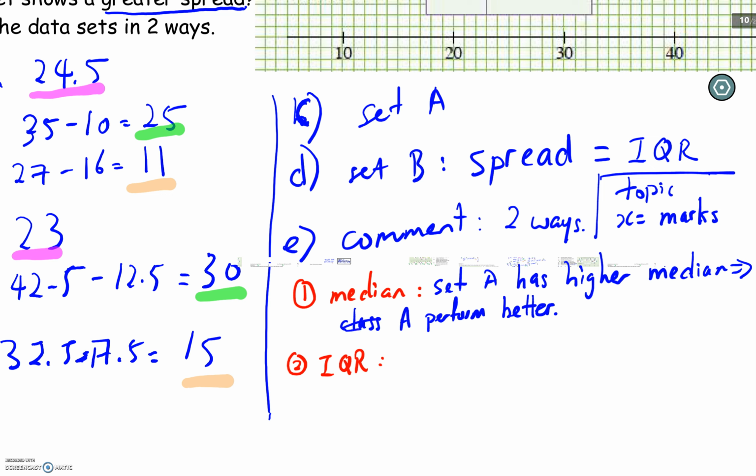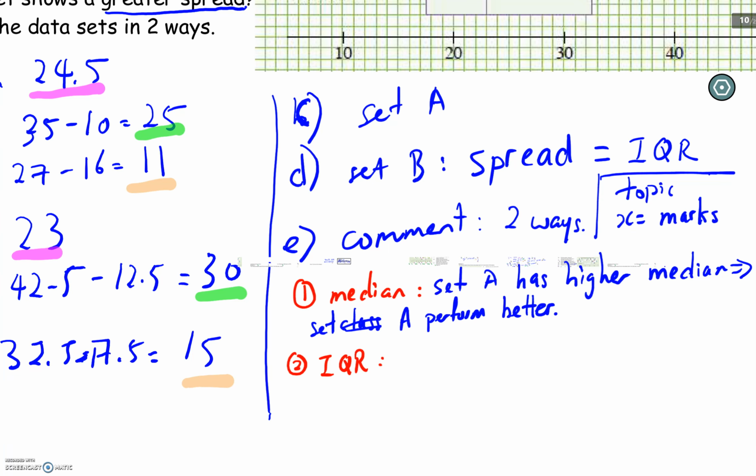Okay, set. Because this question no good. Later on we see a lot of questions ask you to comment. Comment is a very popular question. Every exam will come out one. Then you need to remember comment in these 2 ways. Okay? Now, let's talk about spread.